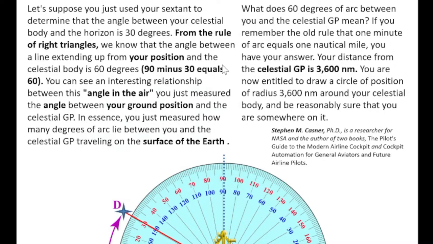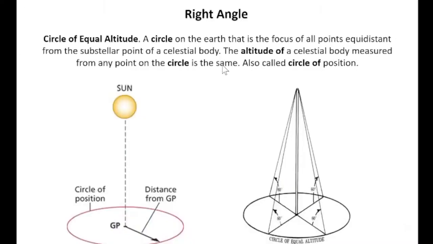Next slide, please. Right angle, circle of equal altitude: a circle on the Earth that is the locus of all points equidistant from the substellar point of a celestial body. Another point, the GP. The altitude of a celestial body measured from any point on that circle is the same, also called the circle of position. So as you can see here on that one image, the navigator is somewhere on that circle, they just don't know where they are until they do a second or a third. And to the right, we use the same illustration from their books showing a pole and how you can measure 60 degrees and it's equidistant anywhere on that circle.